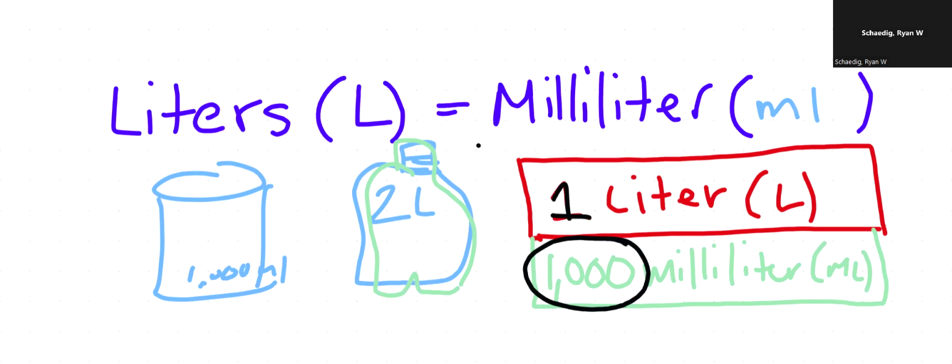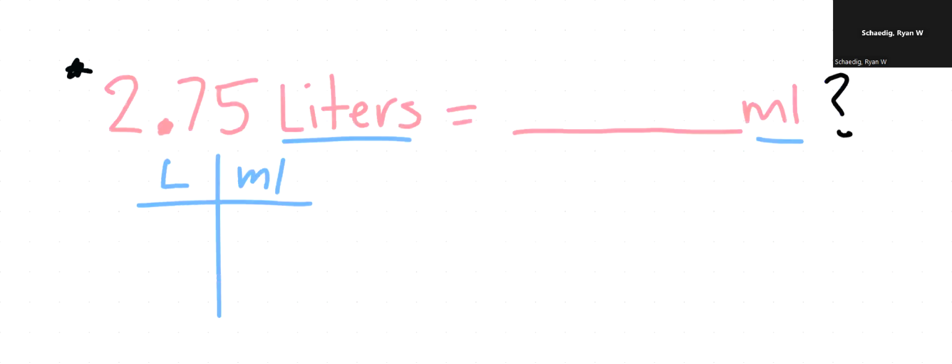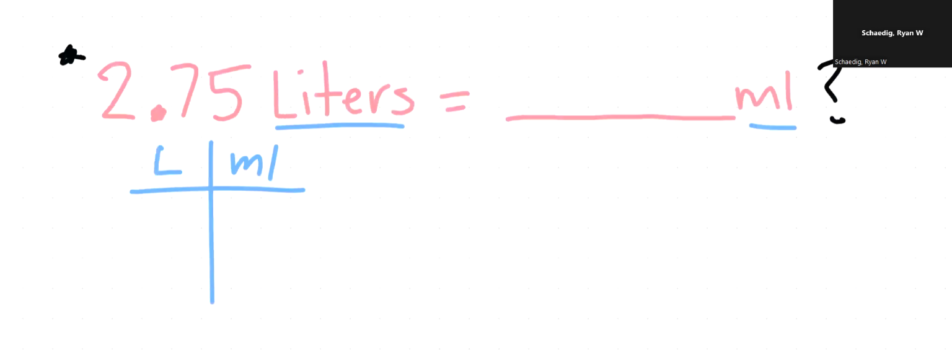So if we come back here, we can write that rule in. I'm going to say 1 liter is equal to 1,000 milliliters.